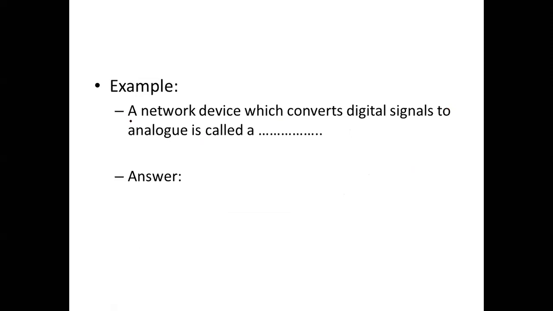An example of such a question is like this one. For instance, a network device which converts digital signal to analog. The keyword is converts. So you are talking about the conversion of digital to what? To analog. We want to know that particular device that converts. This type of question can be termed as a completion question.